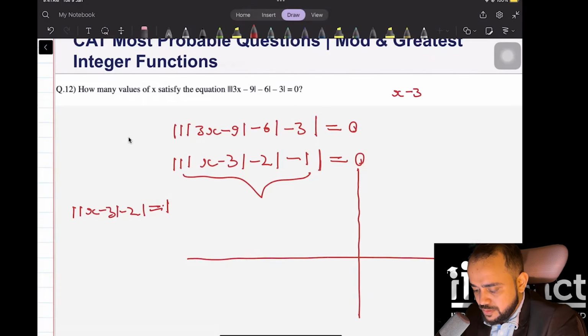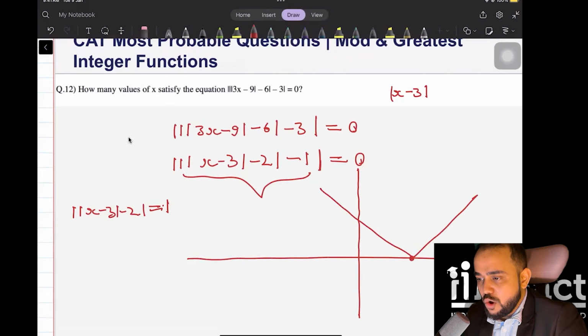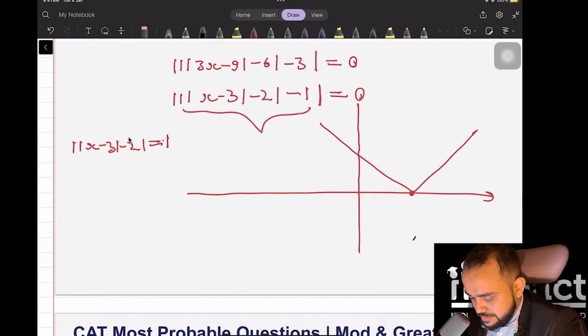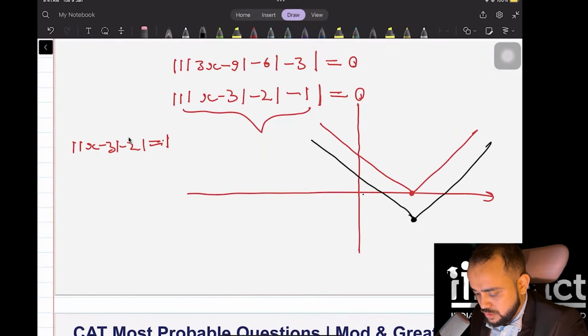So I have mod of x minus 3. Now mod of x minus 3 is going to look something like this. Now I am going to shift it down by 2 units. So the new graph that I have is going to be something like this. Because this is 3 units and I'm shifting by 2, I will not cross the origin. I will cross something like this. So this point is going to be 1, and this point is going to be 3 plus 2, that is 5. And this is 3, and this is minus 2.